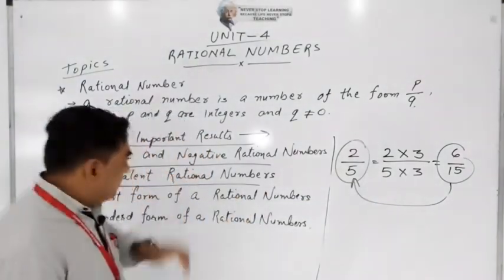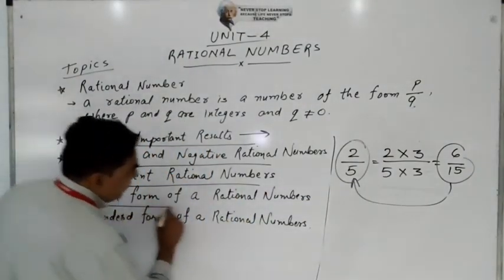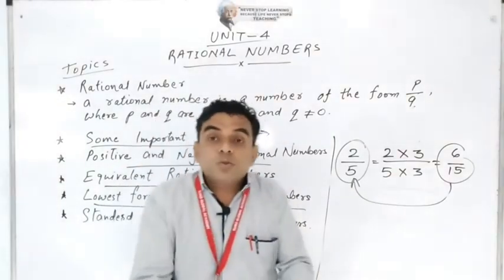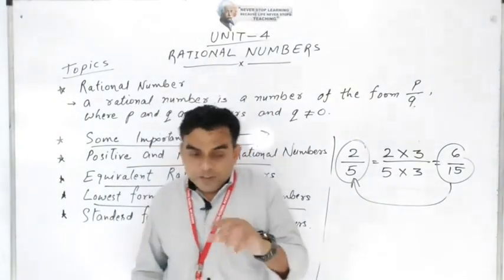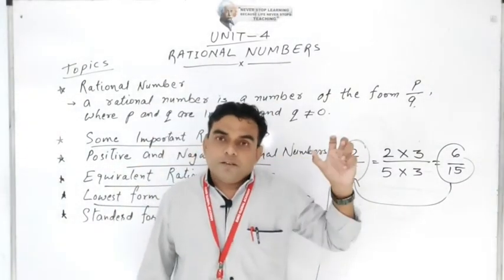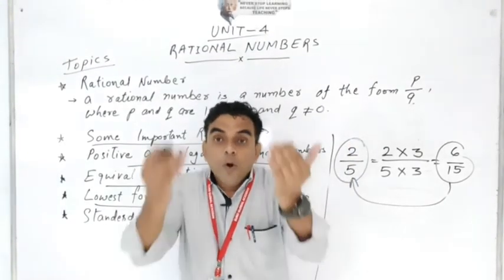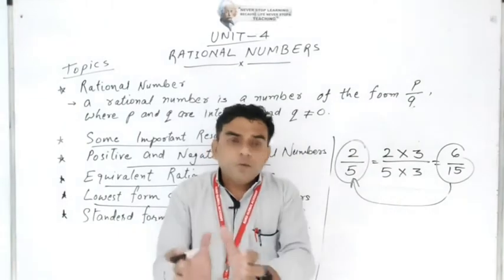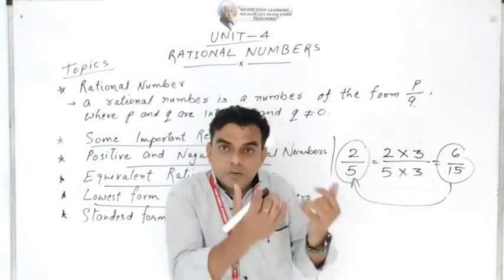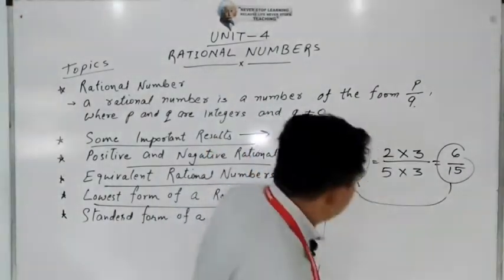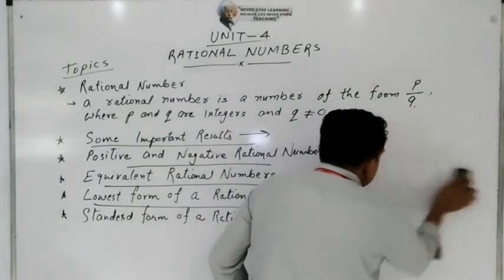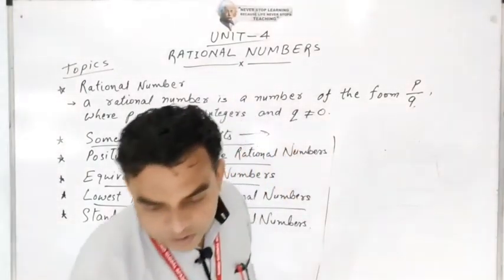Okay, students. Now the topic is the lowest form of a rational number. That means what we have to do. In 4th standard you had to put a fraction in its lowest terms. The same concept is there. You have to put them in lowest terms. How can you do that? I'm going to show you, students, the lowest form of a fraction.